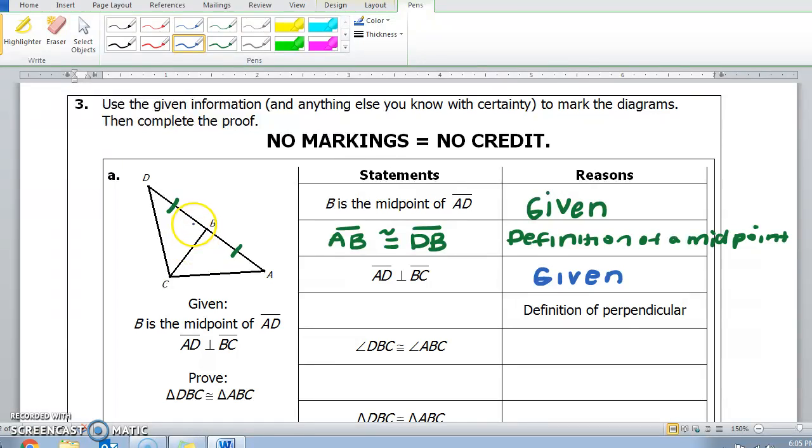They form right angles. So if AD is perpendicular to BC, we have a right angle here and a right angle here. So we can say that angle DBC and angle ABC, that we can say they are right angles.